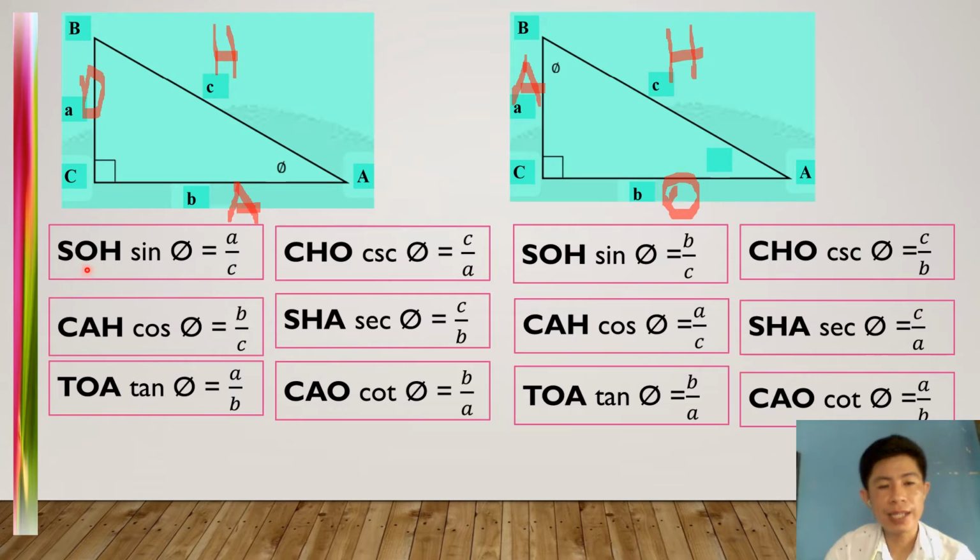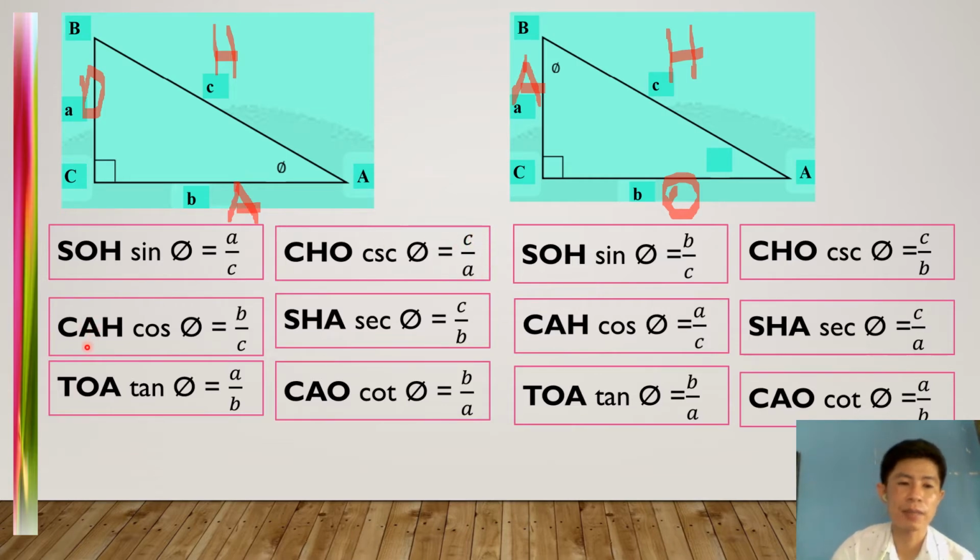Okay, to solve for the sine theta, SOH, sine is equal to opposite over hypotenuse. So this is the reference angle. Opposite is A divided by hypotenuse is C. So A over C. And the reciprocal of sine is cosecant. If this is A over C, then its reciprocal is C over A.